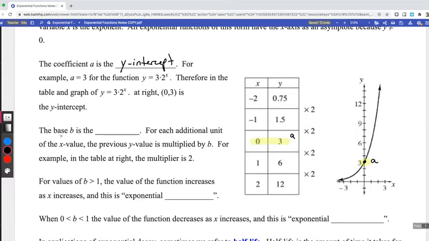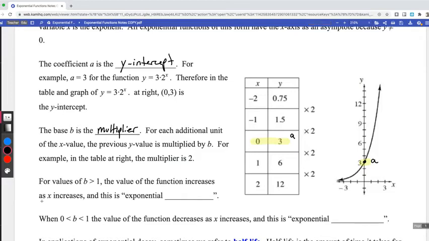Perfect. All right, the base, on the other hand, is the multiplier. For each additional unit of x, so as we add 1 to x, the previous y value is multiplied by b. You can see in our table here that we're multiplying by 2 every time because in the example equation right here, b is 2. It means that we are multiplying by 2 every time x gets bigger by 1.